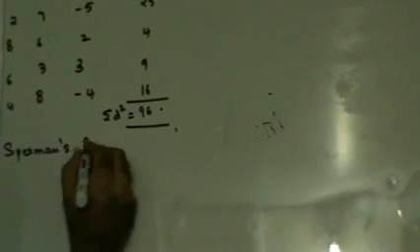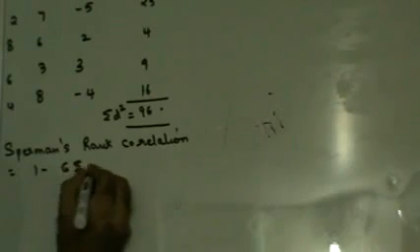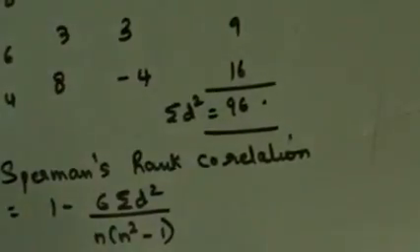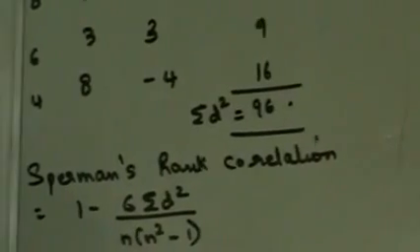When you want to find out rank correlation, it is given by Spearman's rank correlation formula: 1 minus 6 times sigma D square upon n square minus 1. So 1 minus 6 into 96 upon n, where n is the number of terms: 1, 2, 3, 4, 5, 6, 7, 8. So 8, 64 minus 1.